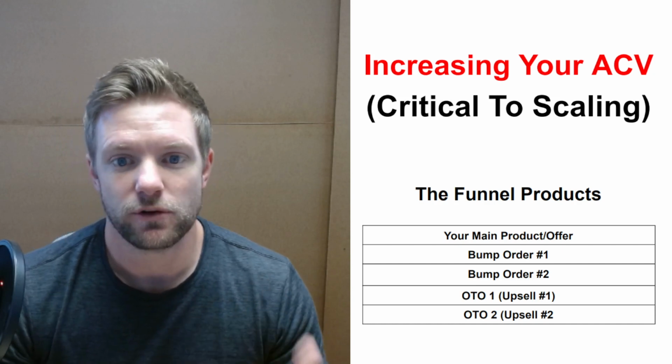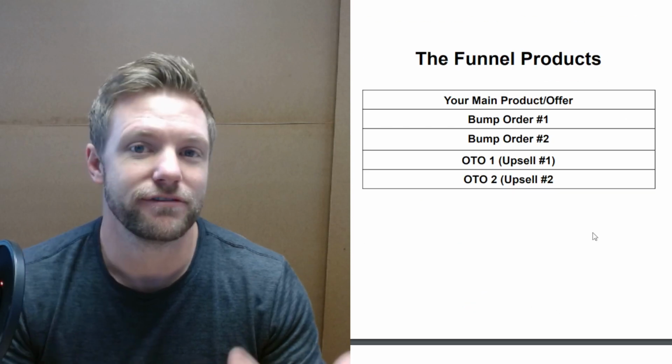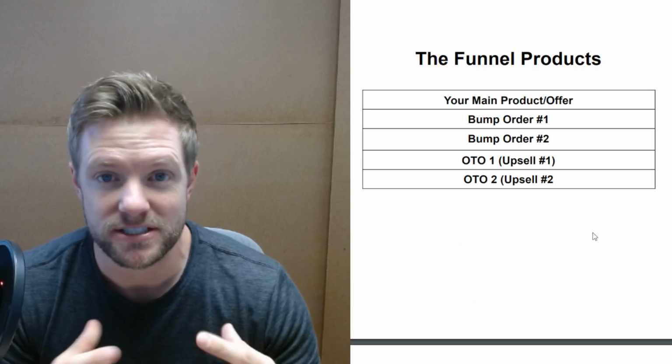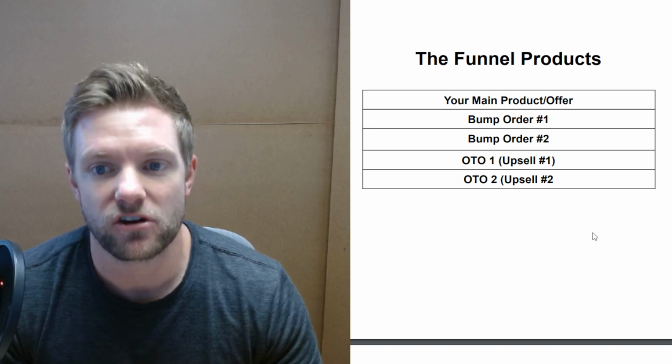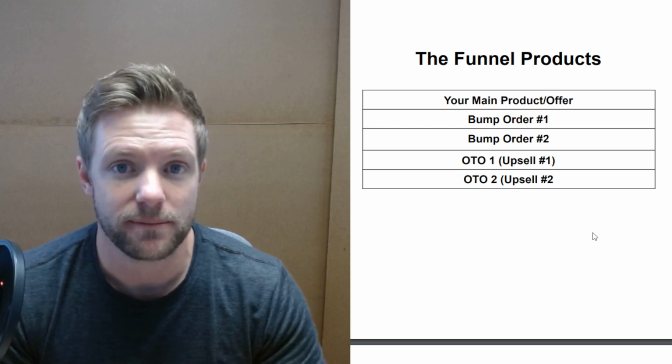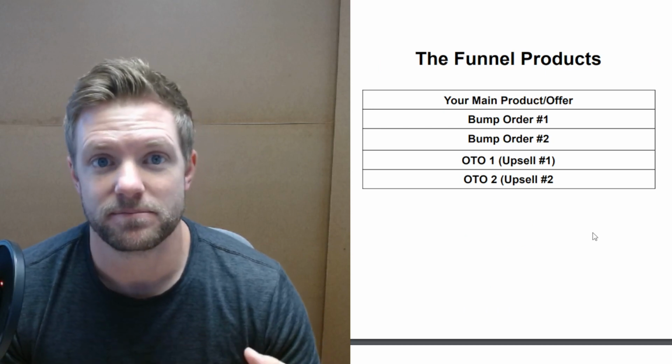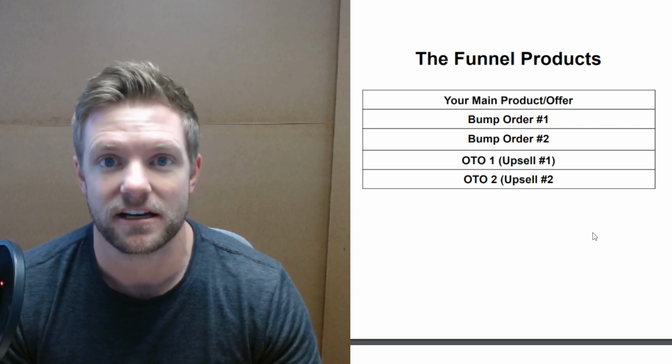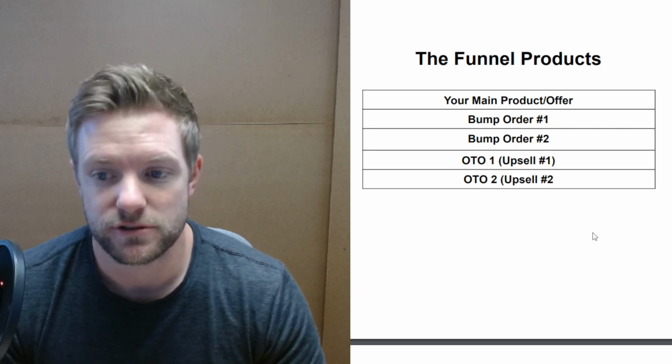So in the actual funnel I want to go over, we have basically 5 main products that we're going to be able to mess around with in order to better increase our ACV. So you're going to have your main product or offer, the thing that someone is seeing inside of your ad to come into your world with, the funnel. That's your front end product.